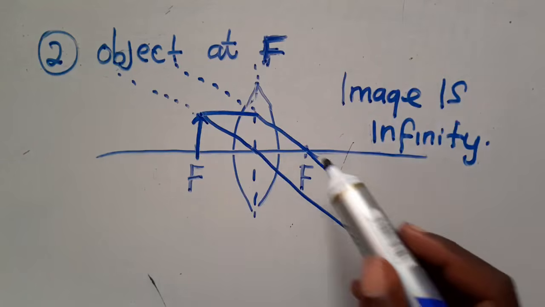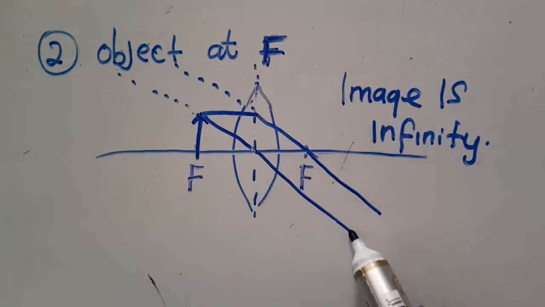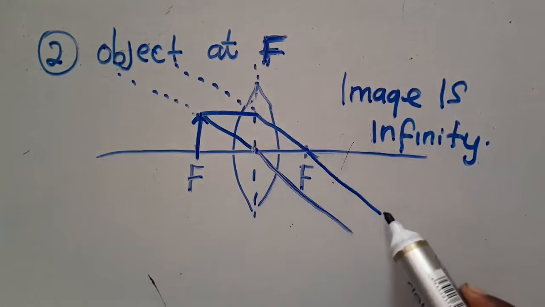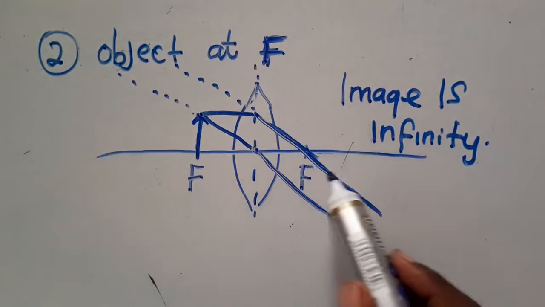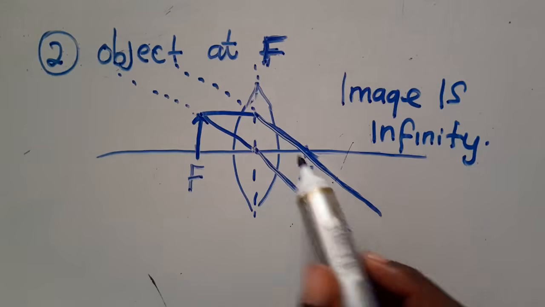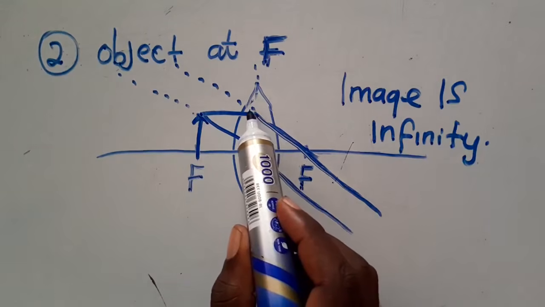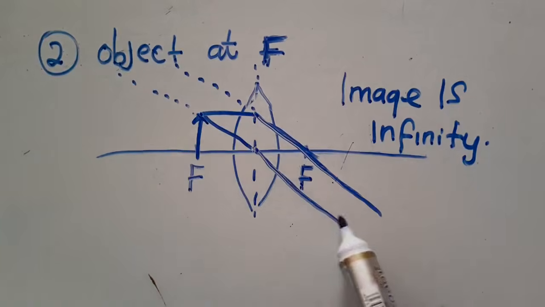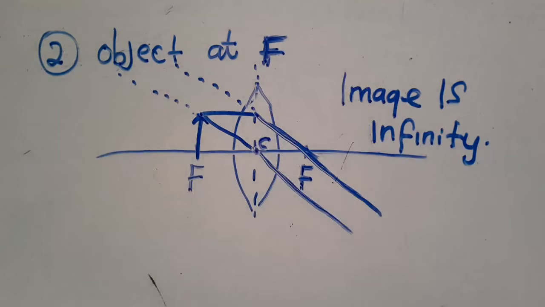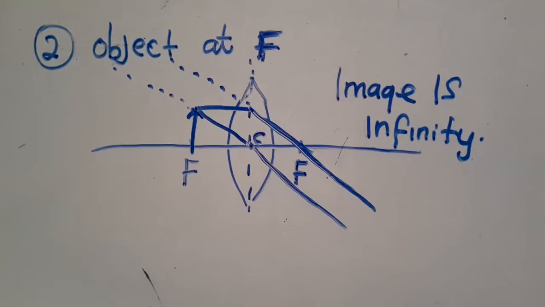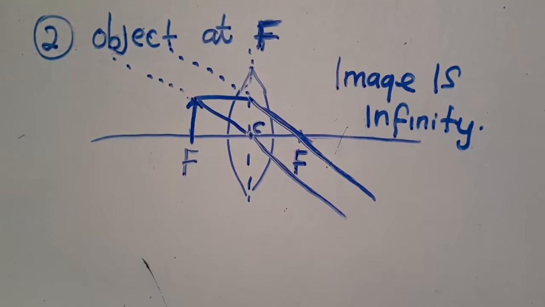So in an exam, they will just give you maybe a line that is from here to there, then they tell you to complete. So you know that when it is passing through F, it is refracted parallel to this axis. This one passing through the optical center, it just goes straight like that. So anything that will look like this, it means that the image is at infinity. This is what we need to know and understand.